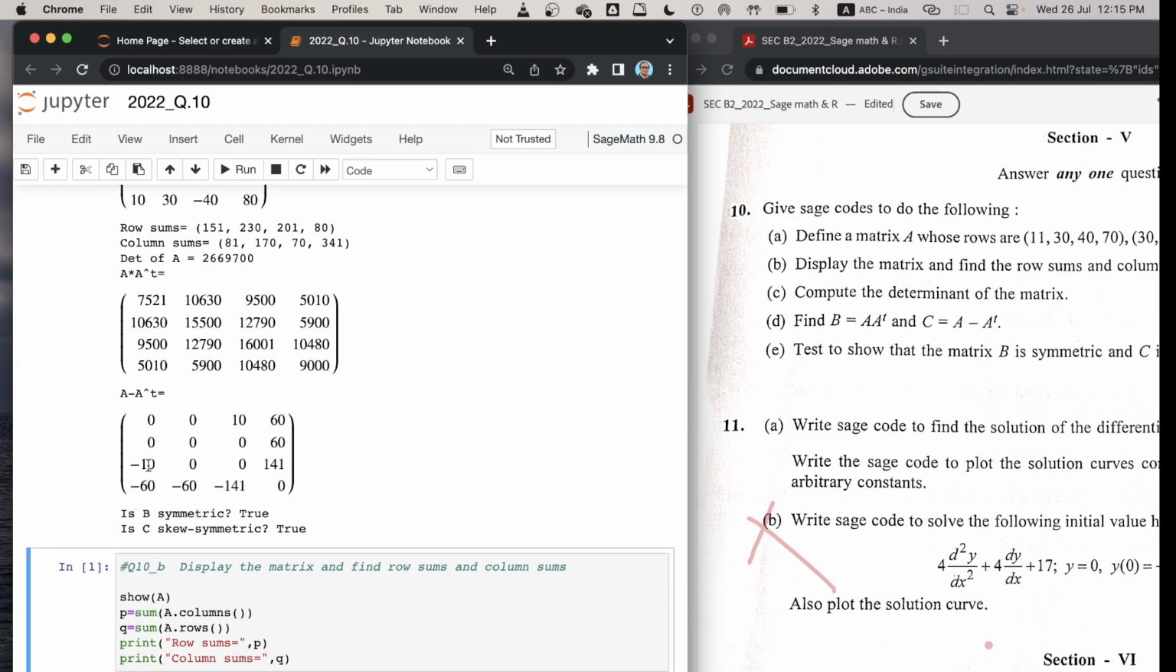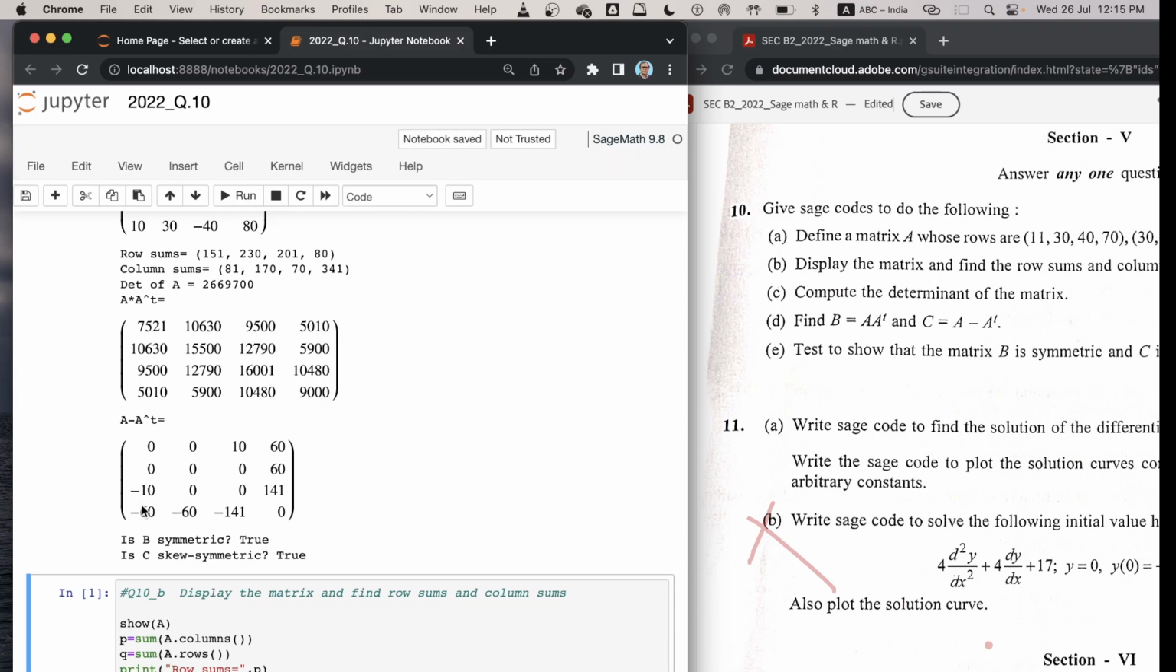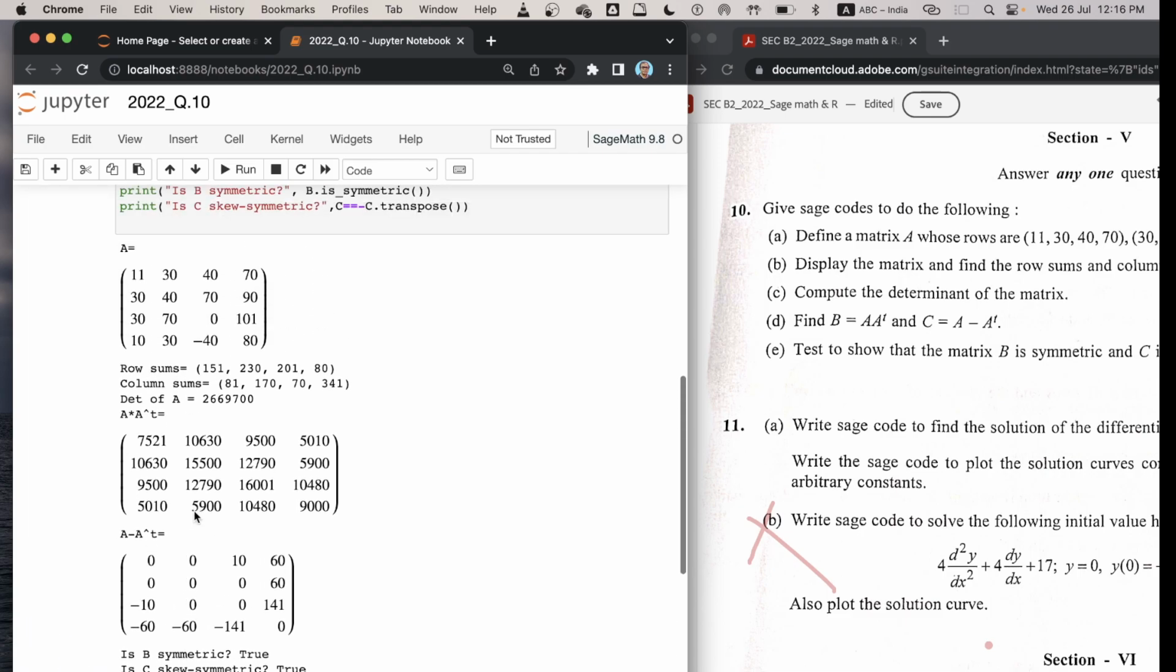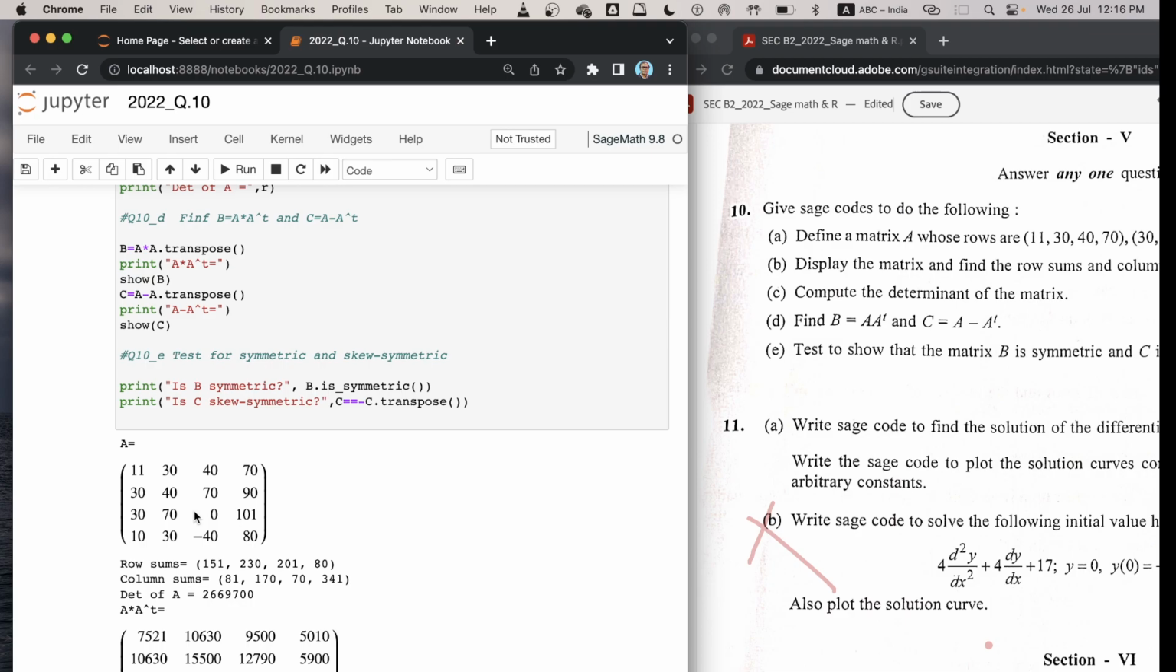So here, 10 and minus 10 in this position, A14 is 60 and A41 is minus 60, so A minus A transpose is obviously a skew symmetric matrix. So to check the skew symmetric matrix, we check whether C equals minus C transpose or not.